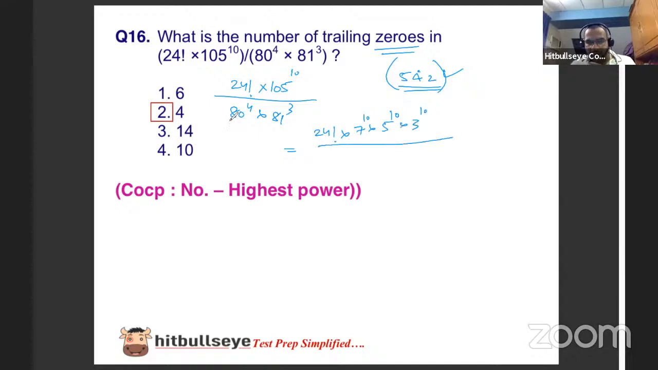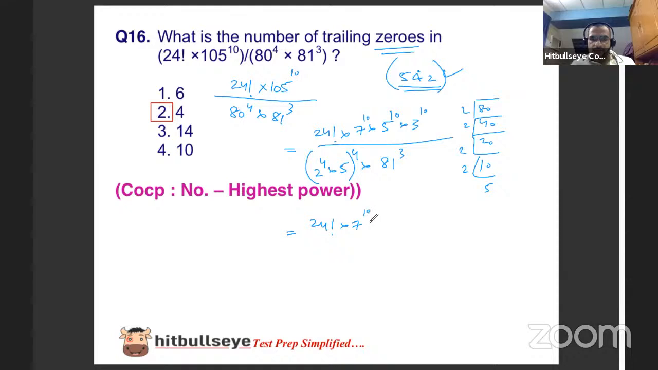And 80 I can write in terms of factors of 2, so 80 is 40, 20, 10, 5. So it becomes 2 raised to the power 4 into 5 raised to the power 4 into 81 raised to the power 3. So what do we get? 24 factorial into 7 into 5 raised to the power 10 into 3 raised to the power 10 divided by 2 raised to the power 16 into 5 raised to the power 4 into 81. We leave 81 as it is because we only need to look at 5s and 2s.